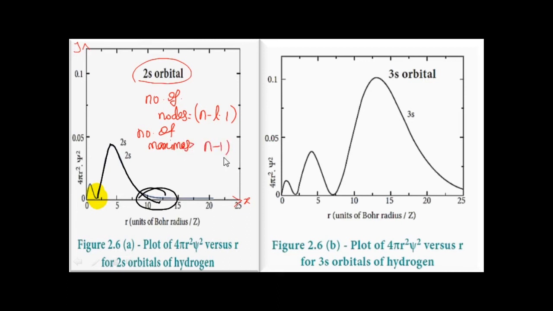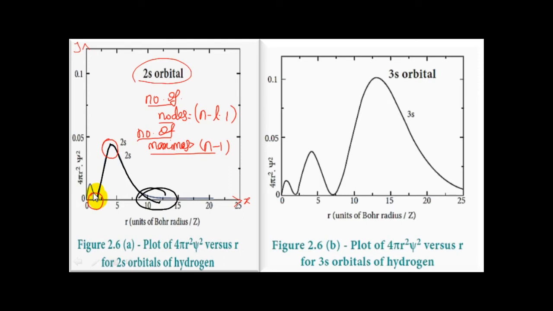n minus 1. Maxima means the probability density of electron is maximum. In the peaks, we find out how many peaks will come for the 2s orbital or 3s orbital, that is the number of maxima. For the number of nodes, at a node the probability density of electron is 0. So with 0 density, electrons will not be there. That is why we call them nodes. Okay, that is the number of nodes.